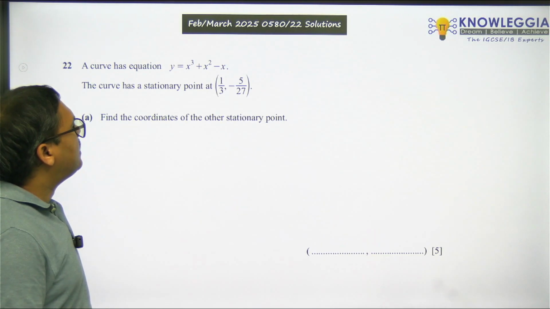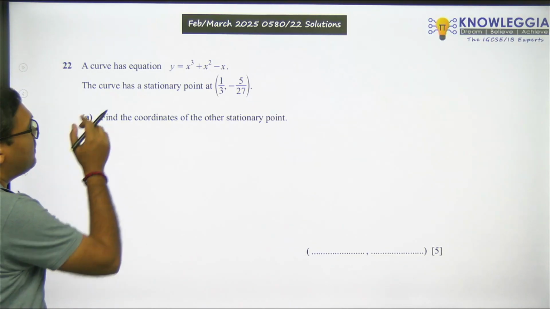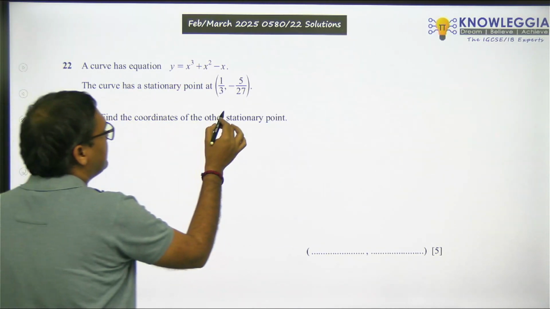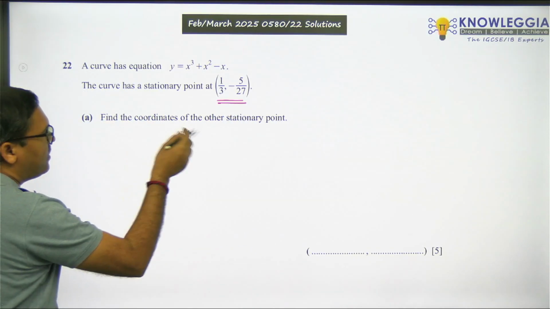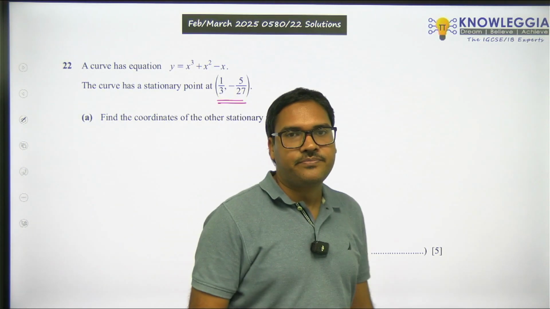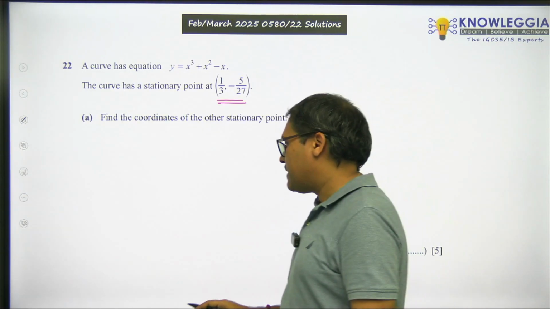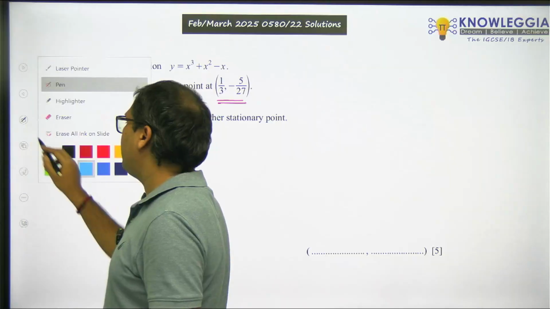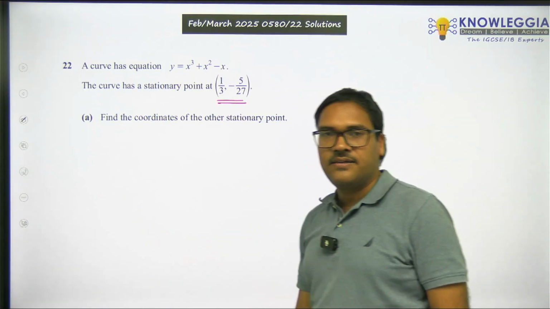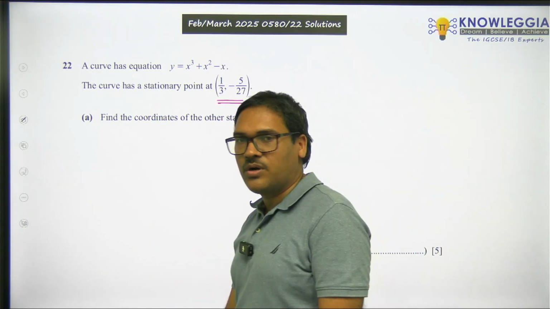Okay. Now the next question. The curve has a stationary point at 1 by 3 comma minus 5 by 27. Find the coordinates of the other stationary point. Now we know that at a stationary point, dy by dx, the slope of the tangent, the gradient, is equal to 0, the turning point.